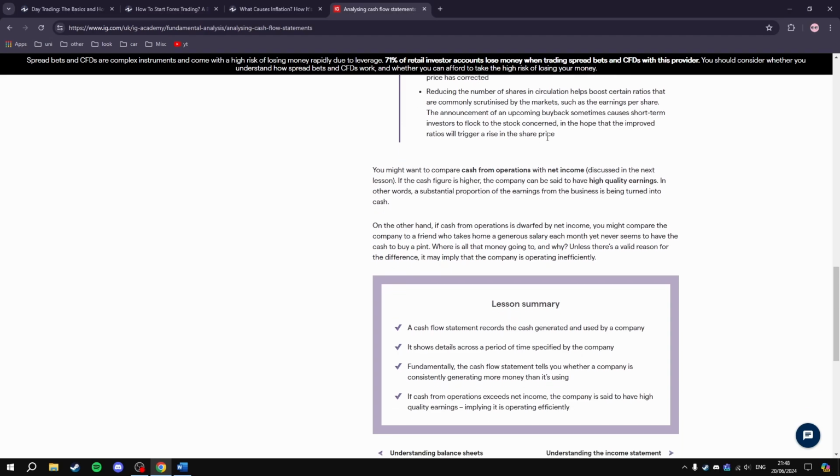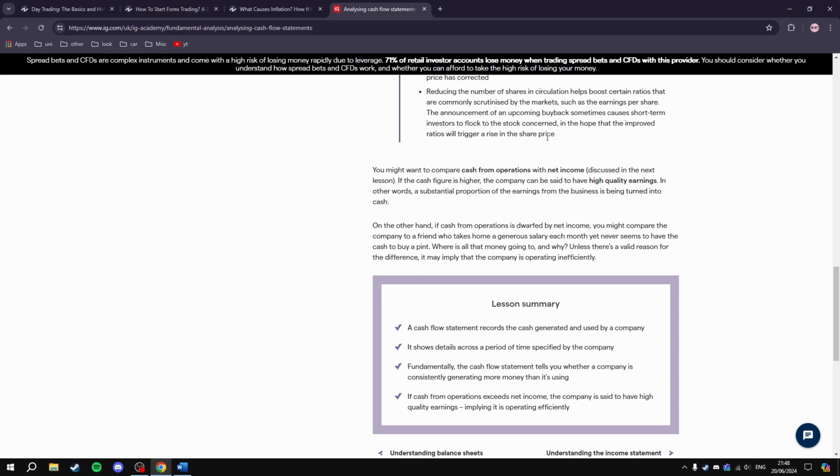So IG also suggests comparing cash from operations with net income. If the cash figure is higher, the company can be said to have high quality earnings. In other words, a substantial proportion of the earnings from the business is being turned into cash.